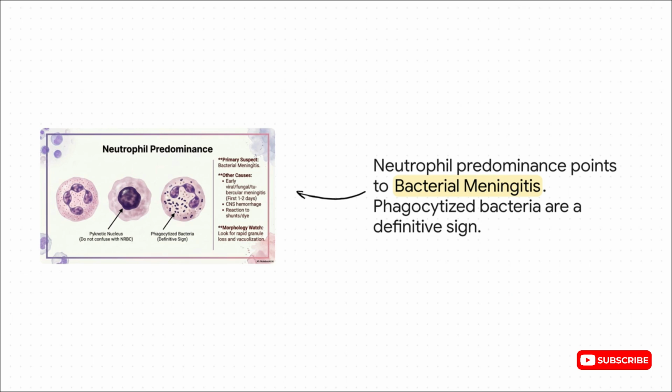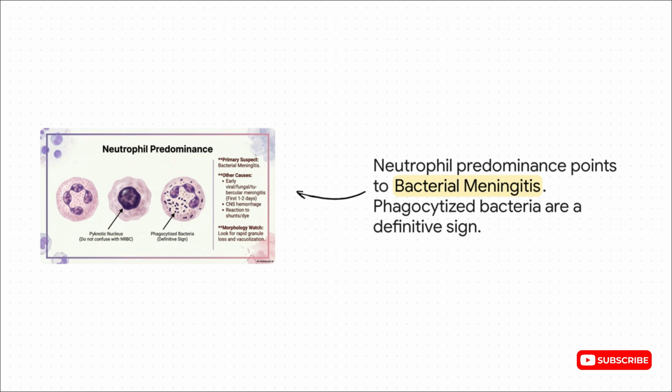Now, sure, there are other possibilities. You might see this in the first 24-48 hours of a viral infection, or as a reaction to a brain bleed or a shunt, but morphologically, your alarm bells should be ringing. You might see some neutrophils with a pyknotic nucleus, which is a sign of cell death. Just be careful not to mistake that for a nucleated RBC.